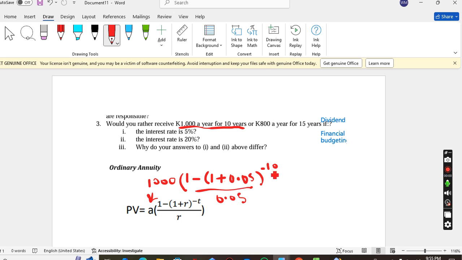Let's see what everyone is getting. Make sure your calculators are on the correct modes so that you're not getting various answers. Let me also get my calculator. 1.05 to the power negative 10. Are we all getting 0.613?